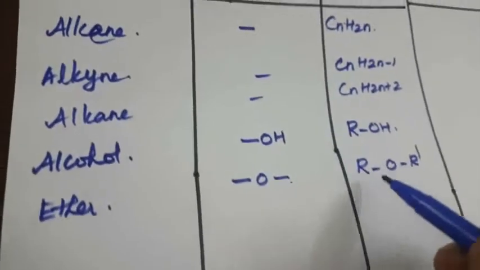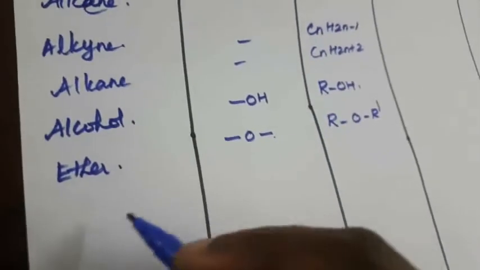Next one is ether. What is the functional group of ether? That is OR. So how to represent it? R-O-R dash. What is meant by R? R is an alkyl group. We will study that in detail later.